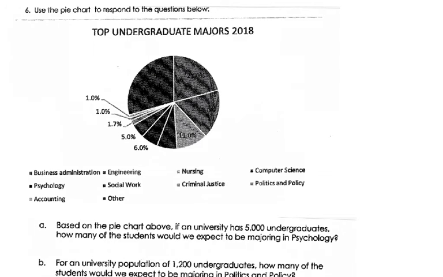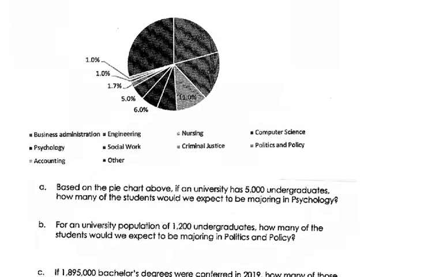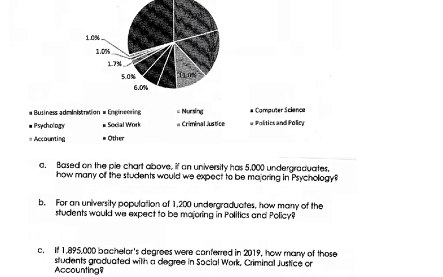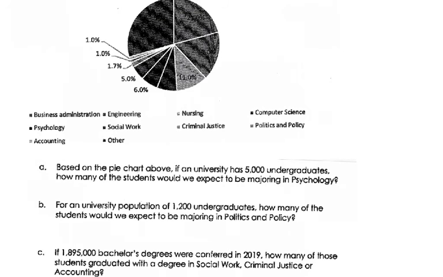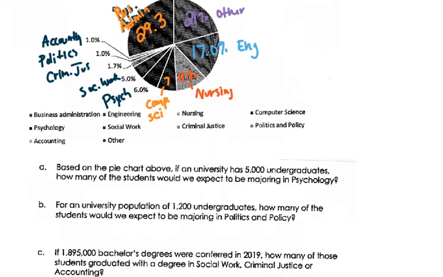All right, for 6, we're going to look at this pie chart and answer some questions. We're looking at top undergraduate majors in 2018. This is a little hard to see, so let me see if I can color code it really quickly. Okay, that's hard to see. It should be in color on your end. I don't know.